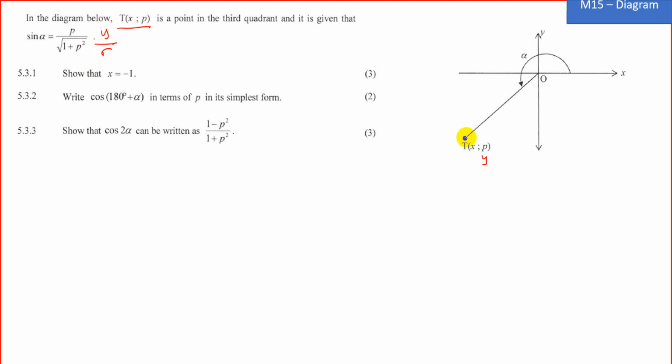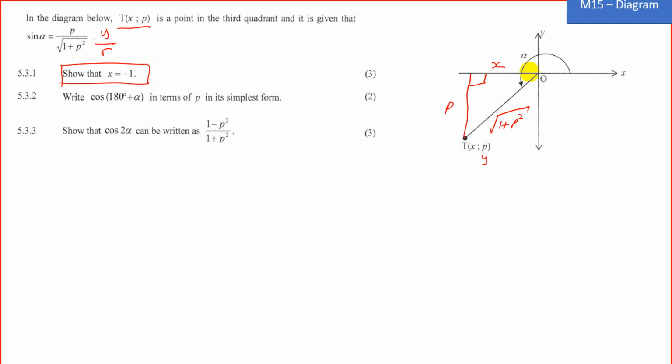So I'm going to quickly construct that triangle just to see what is happening here. So we know that our y value according to this is p. So let's put it down. X we don't know, we're going to leave it as x. Now from here, if you look at it, your radius is actually given, which is the root of 1 plus p squared. So the first question is to show that x is -1.